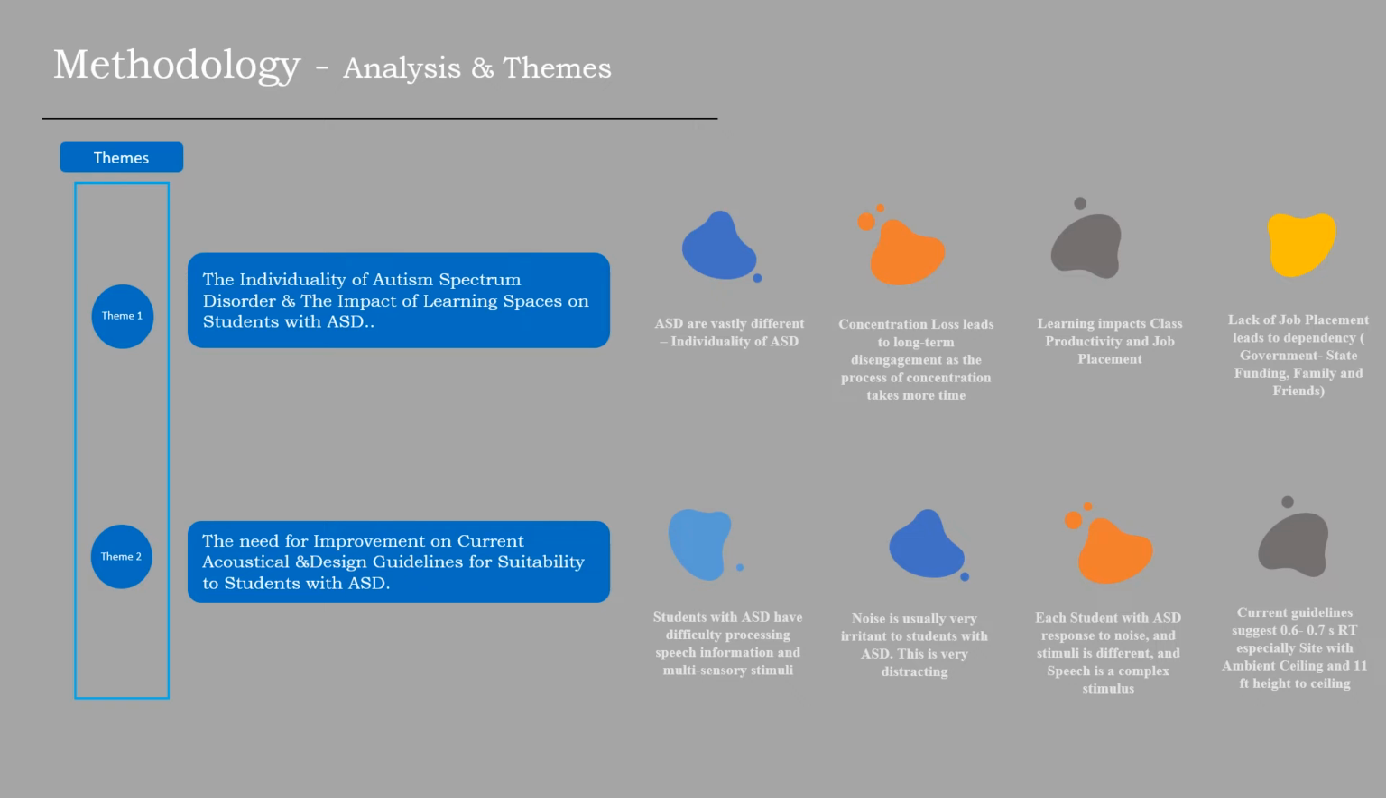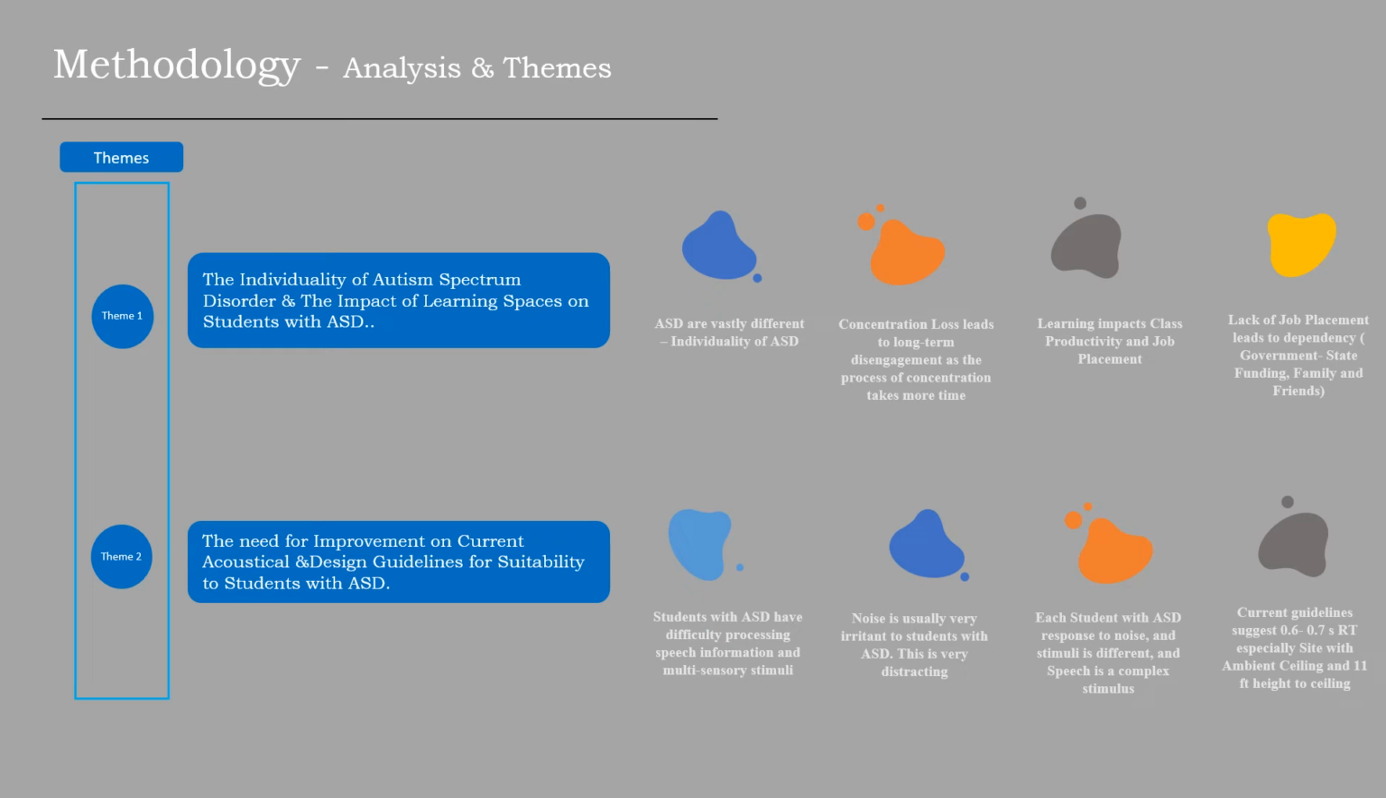Second, concentration loss leads to long-term disengagement, as it takes time for them to process or come back from confusion or distractions. Once students with ASD lose concentration, it's very difficult for them to bring themselves back to listening or concentrating. Third, learning impacts class productivity and job placement. There's a long-term effect of learning impediment that might occur due to sound challenges. Fourth, the lack of job placement leads to dependency. So in the long run, this leads to dependency and the insufficiency of students with autism spectrum disorder to solve their own problems.